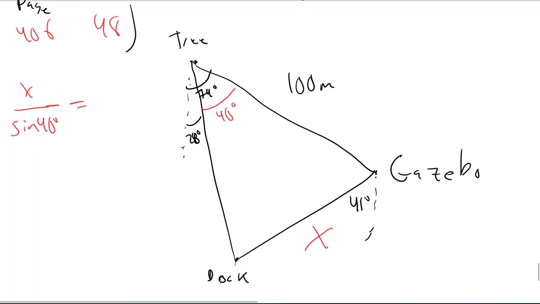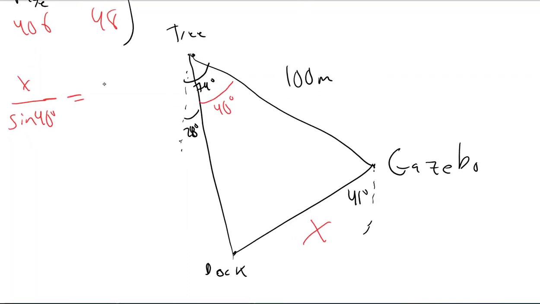Okay, and then for law of sines, we need to pair that up with another side length that we know. So probably the 100. And that has to be put over the sine of its opposite angle. So if I can figure out this angle down here at the dock, then I can solve and get the answer that they're wanting.